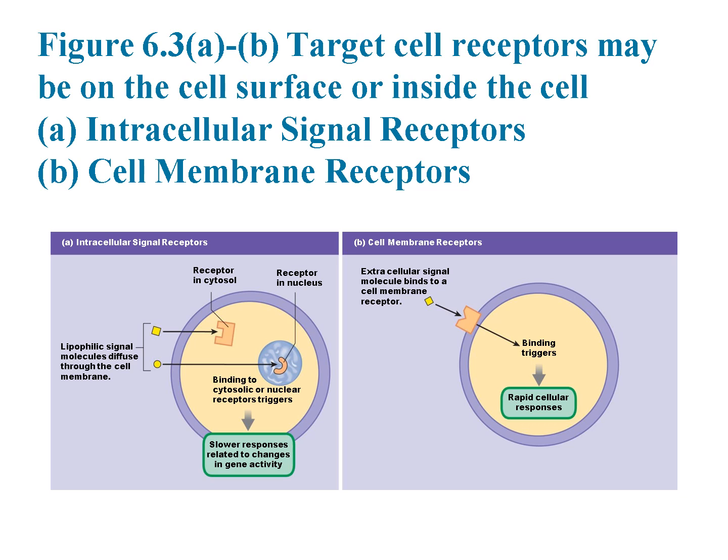Lipophilic signal molecules, like steroid hormones, can diffuse through the lipid bilayer of the cell membrane and bind to these internal receptors. This binding often triggers changes in gene expression, leading to slower but longer-lasting responses. For example, this type of signaling can regulate processes like growth, development, or metabolic changes that require sustained effects.